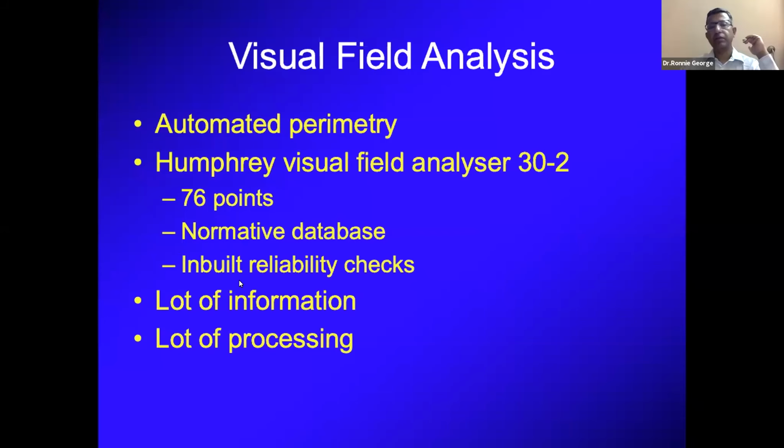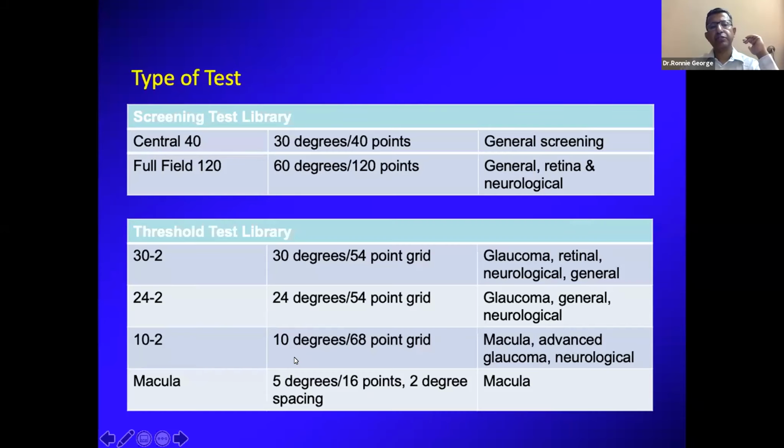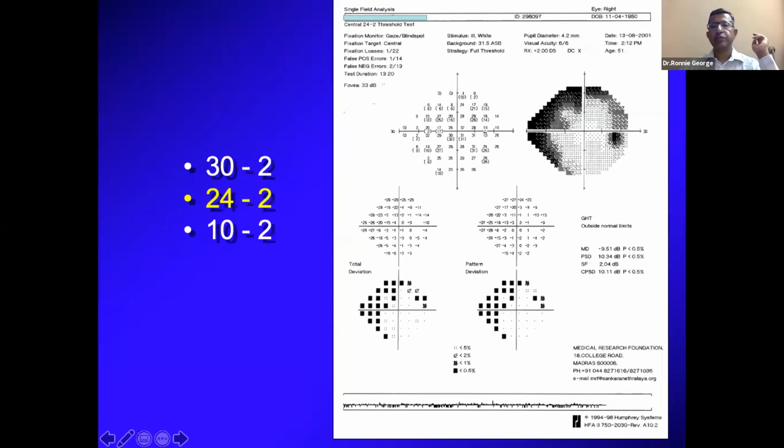Tests available on the visual field, but I will be basically talking to you about these two, the 30-2 and the 24-2. The same principles go for the 10-2 too. So when you're doing a 30-2 or a 24-2 test, how do you know that it is a 30-2 or a 24-2?